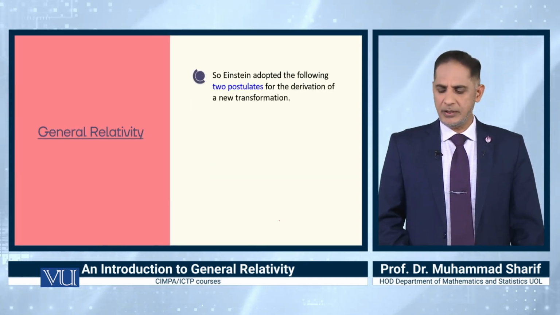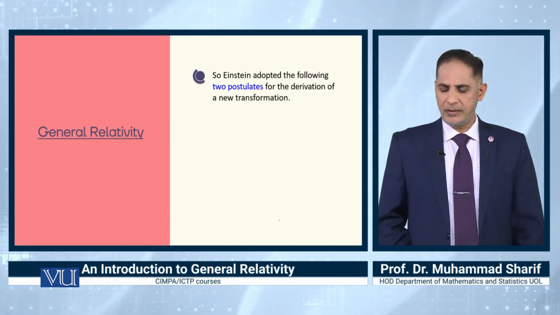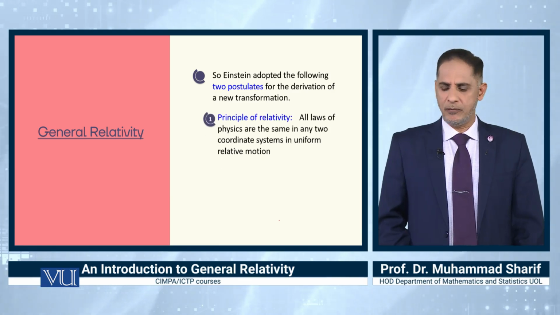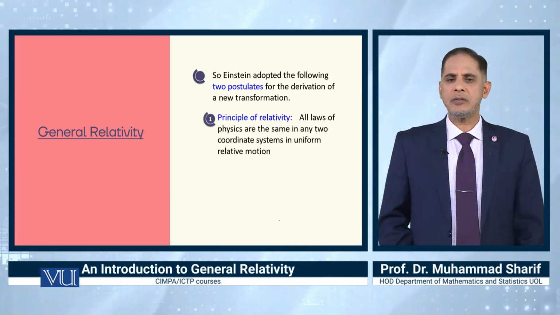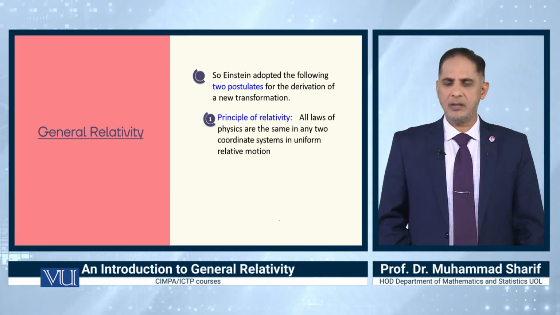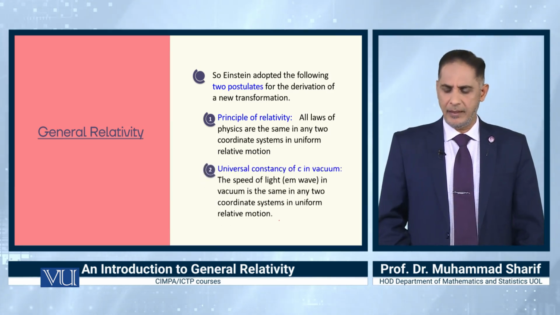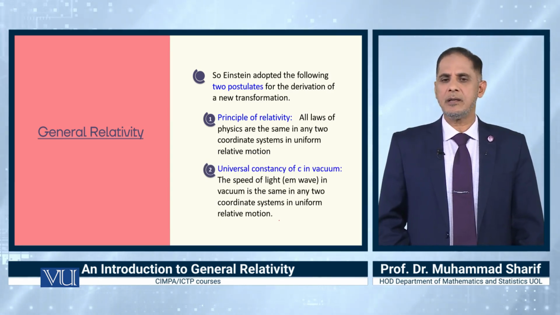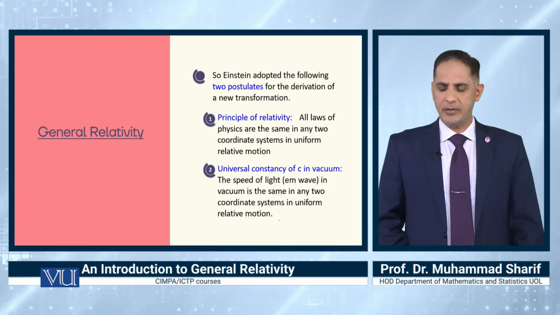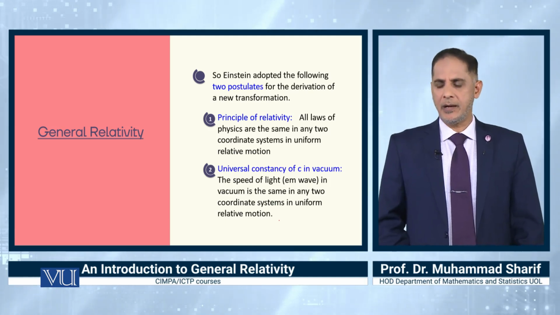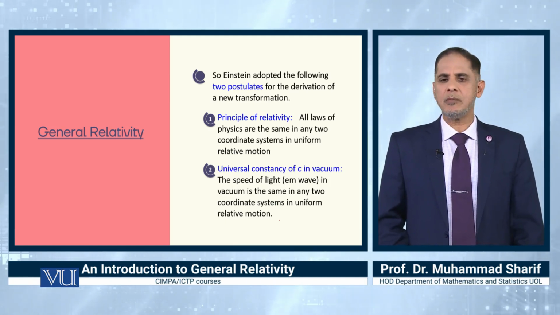So, Einstein adopted the following two postulates for the derivation of a new transformation. The first one is the principle of relativity. According to this principle, all laws of physics are the same in any two coordinate systems in uniform relative motion. And second, the universal constancy of the speed of light in vacuum. This principle says that the speed of light, or the electromagnetic wave, in vacuum remains the same in two different coordinate systems.